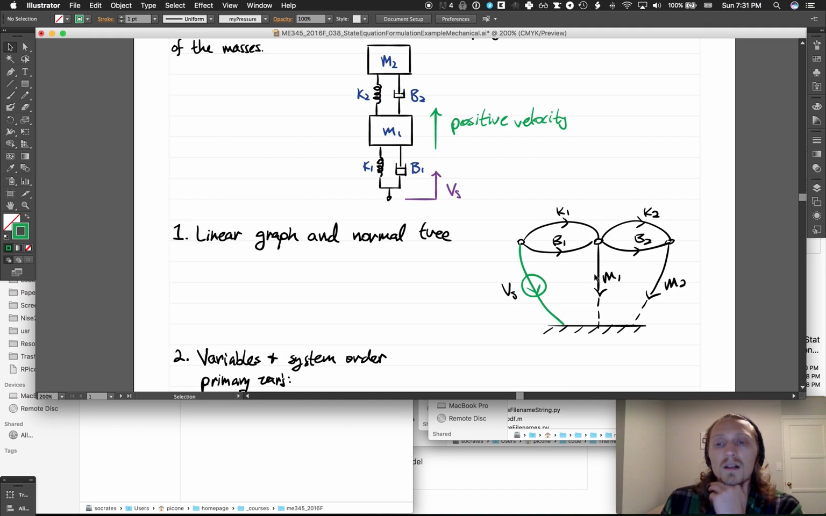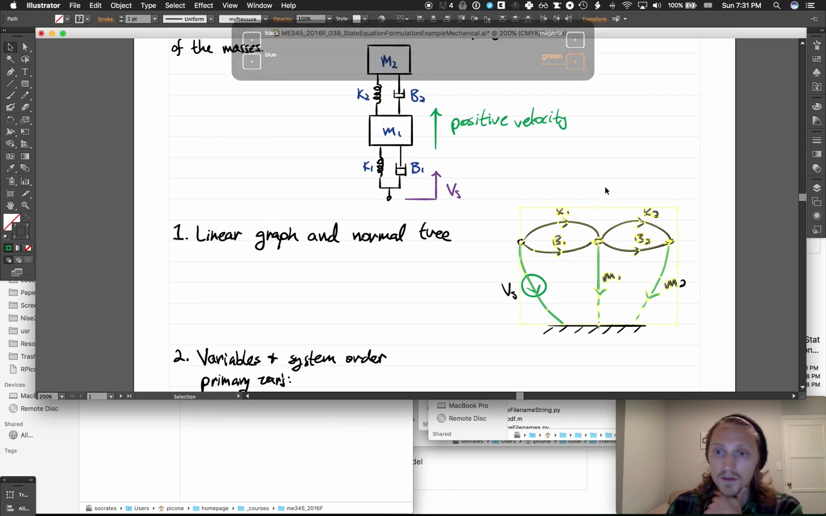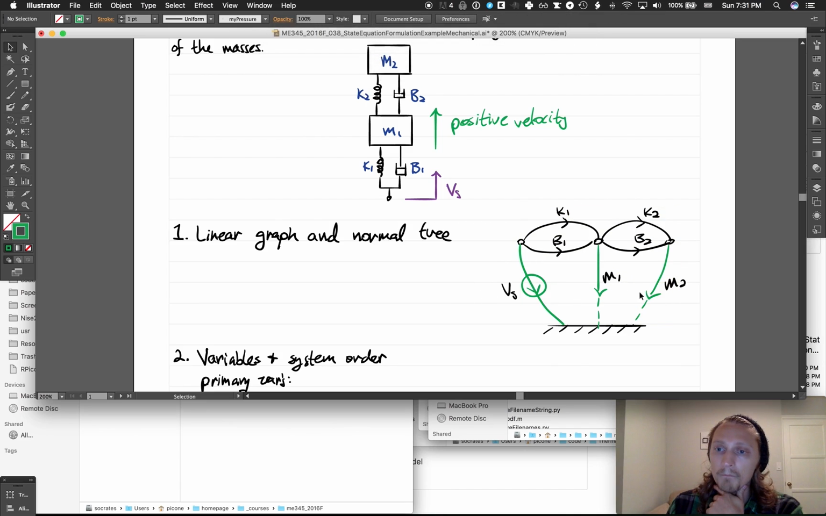Our next priority is A-type energy storage elements, which for a translational system are the masses. So mass 1 and mass 2. And we have damper and spring that if we chose any of these elements, it would create a loop. So we know we're done. Otherwise, we would have gone on to D-type, which would have been B1 and B2, and then finally T-type.